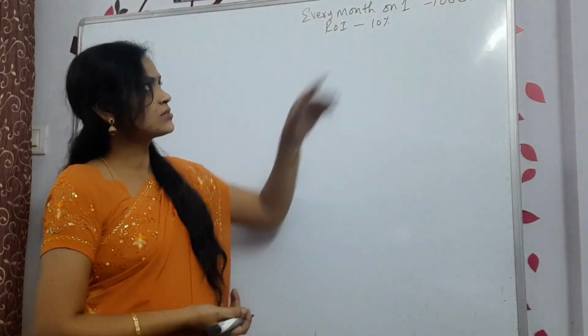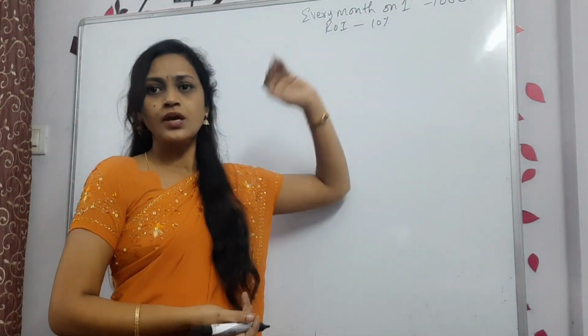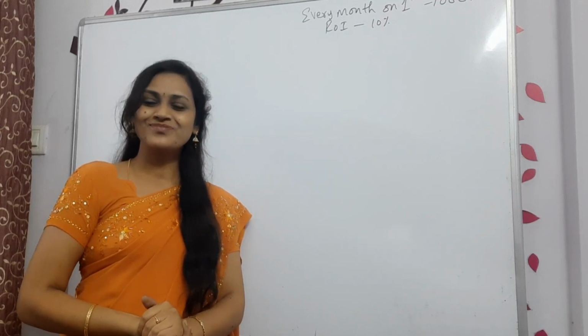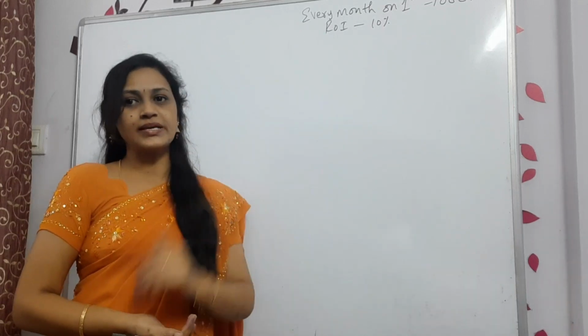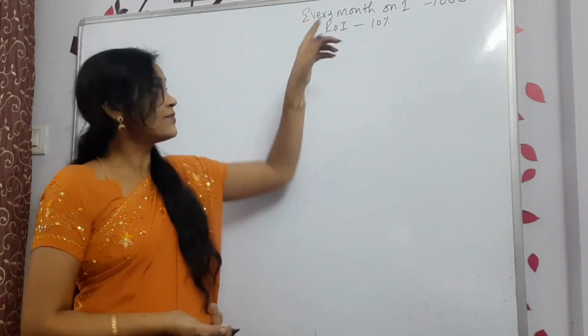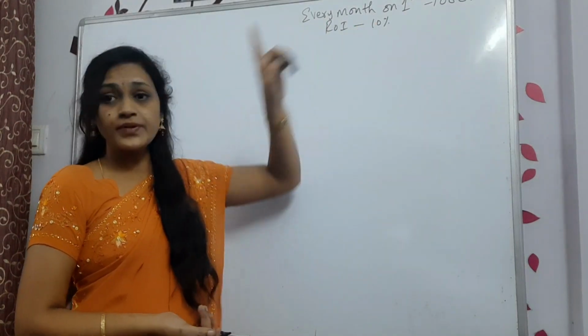Ma'am, it is so easy. 1000 into 12, 12,000 into 10%, we will get 1200, right? Shall we do it like that? If you are doing it like that, okay fine, maybe your time is saved. But here we are withdrawing on the first of every month.